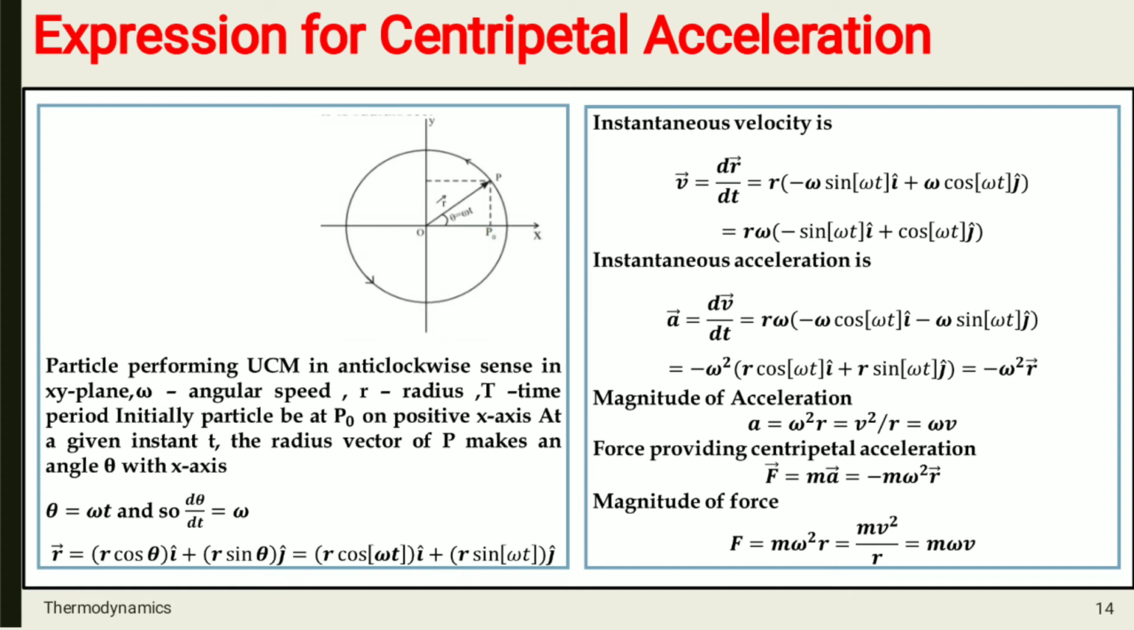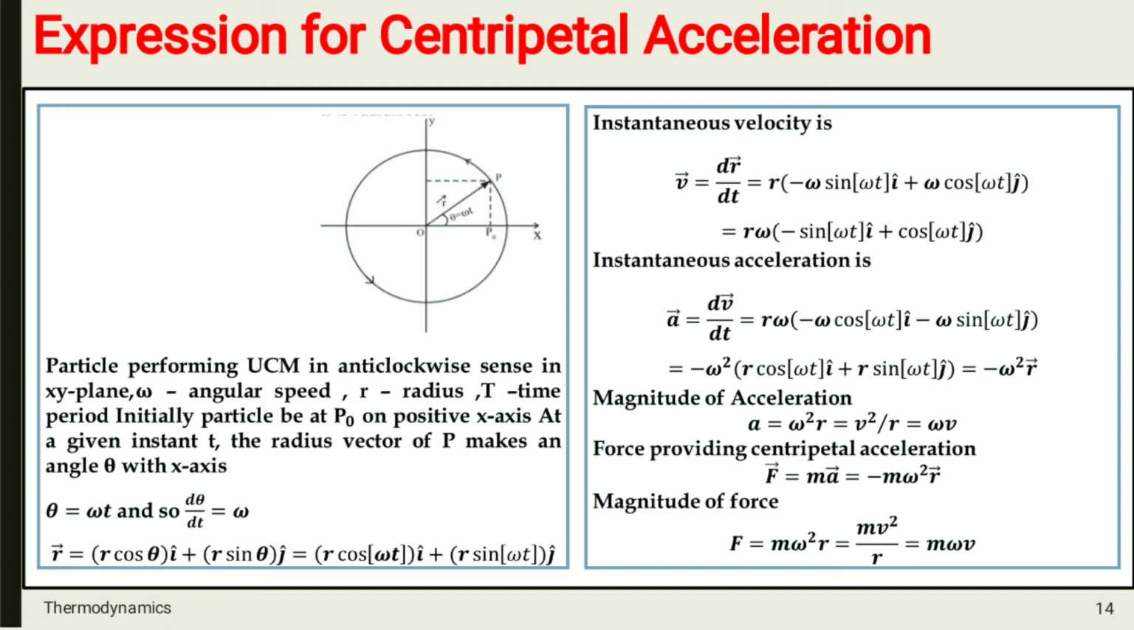Now if we consider the x and y components of the radius vector, then the components are r cos theta and r sin theta. r cos theta is along the x axis, and r sin theta is along the y axis. So the vector r you can write as r equals r cos theta i cap plus r sin theta j cap.